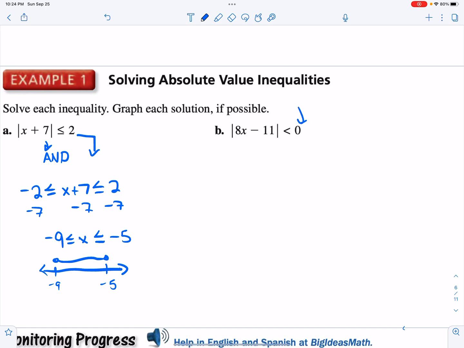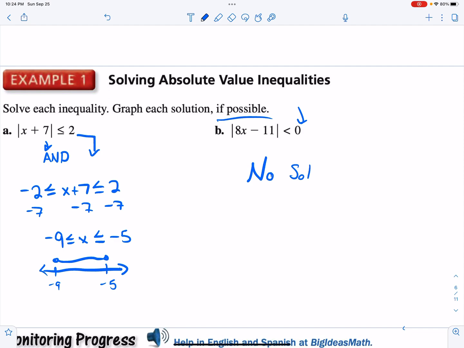Now, if I want to go less than 0 units away from something, again, it's not possible. You'll see a lot of if possibles here. So if it's not possible for us to do something, I can't plug anything in that makes that true, then I'm going to put no solution.